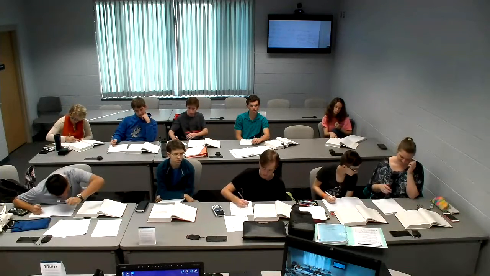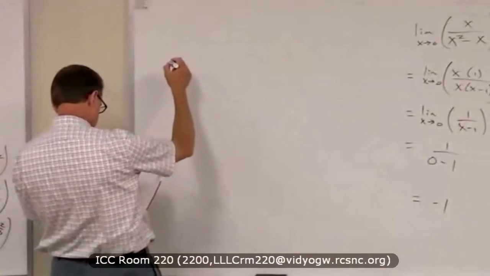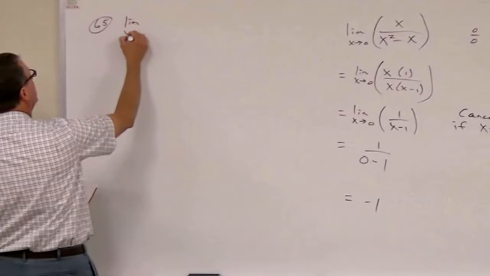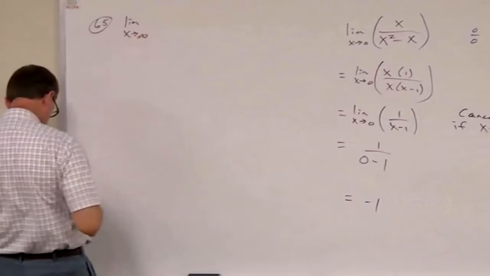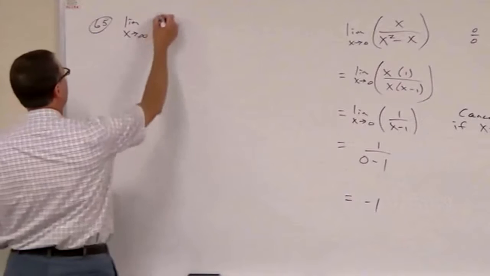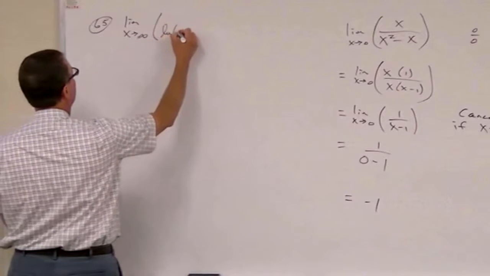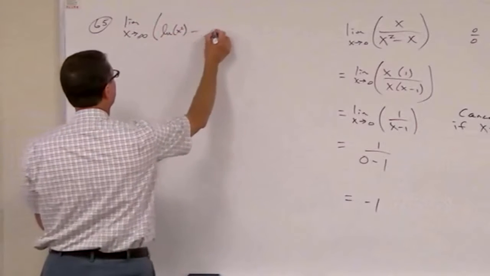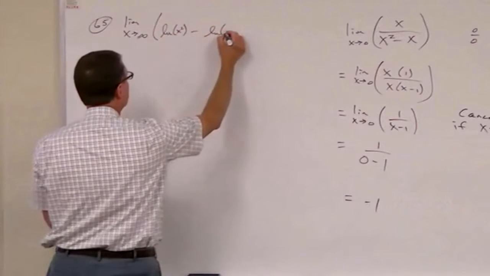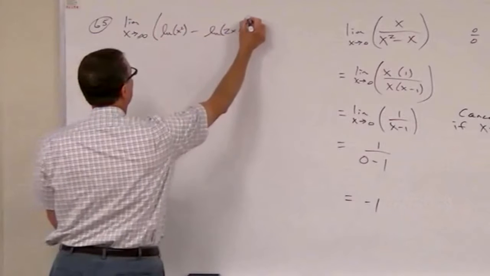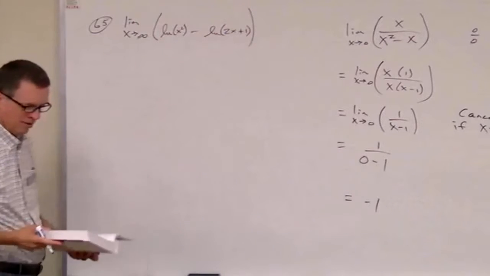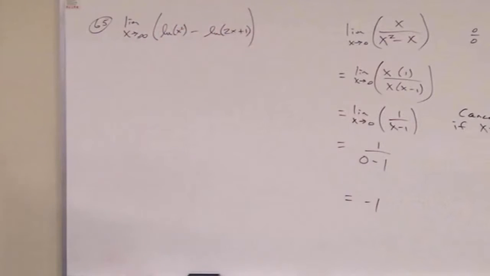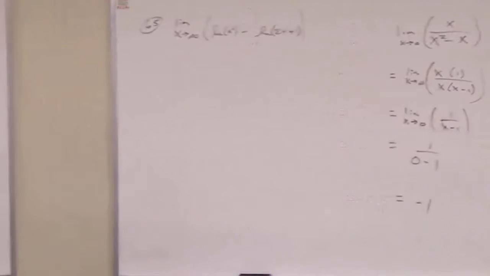Okay, 65. Limit as x goes to infinity of the logarithm of x squared minus the logarithm of 2x plus 1. Well, I can see what's going to happen here, I think. Maybe.